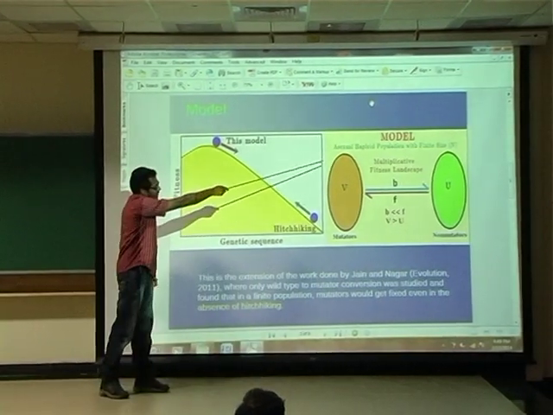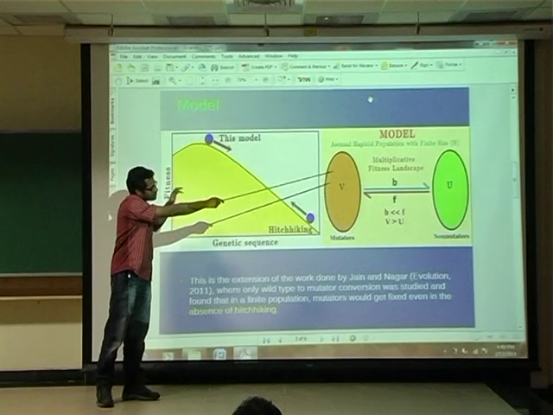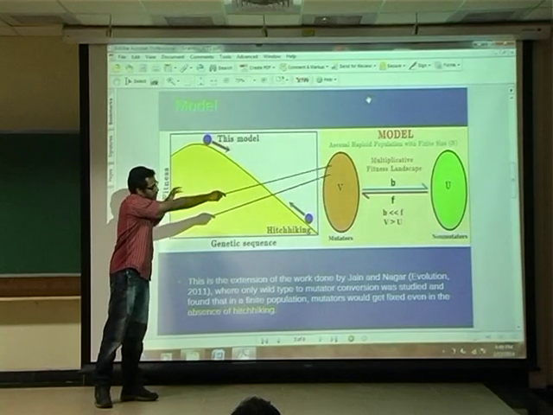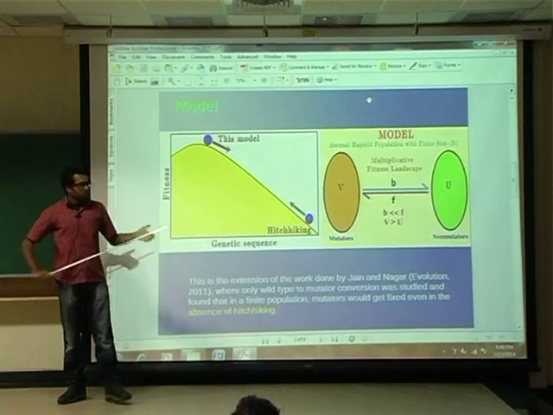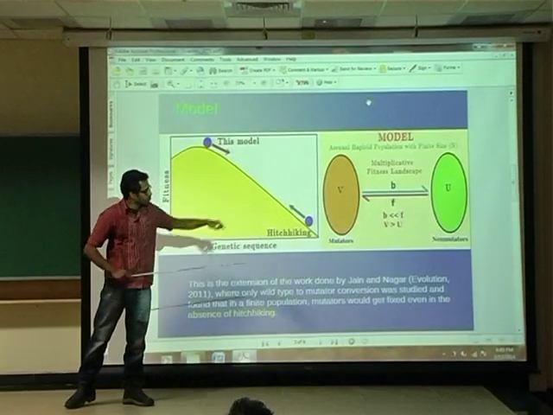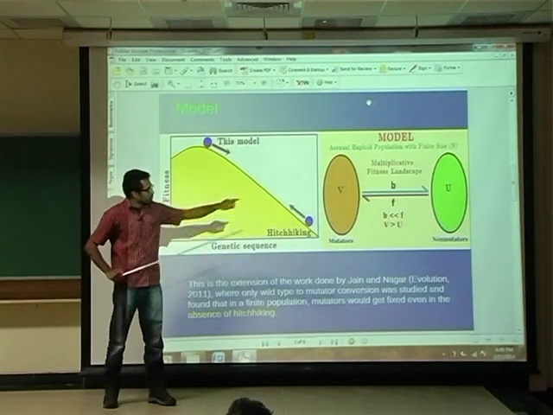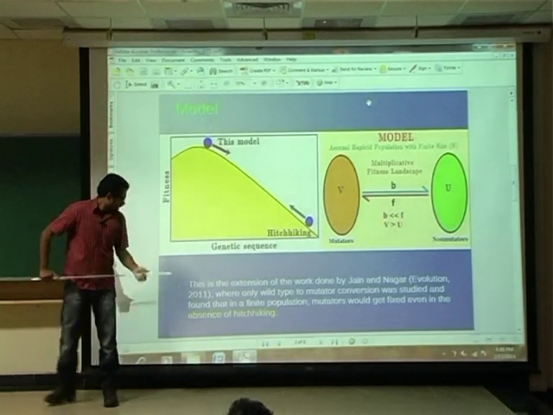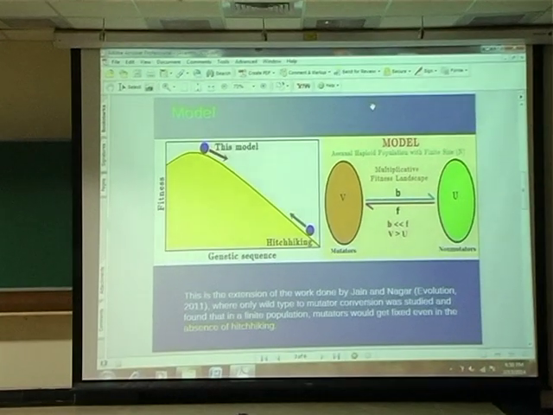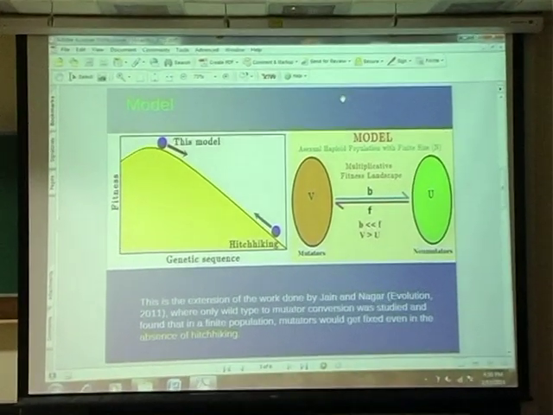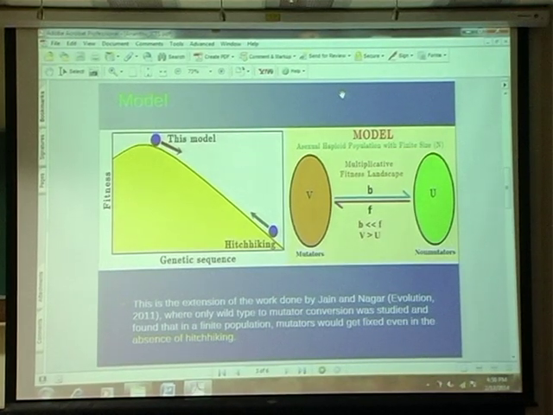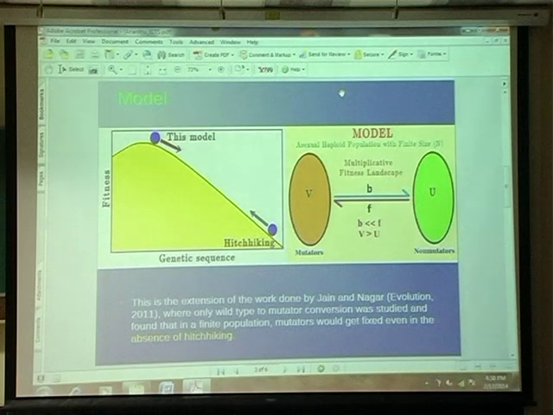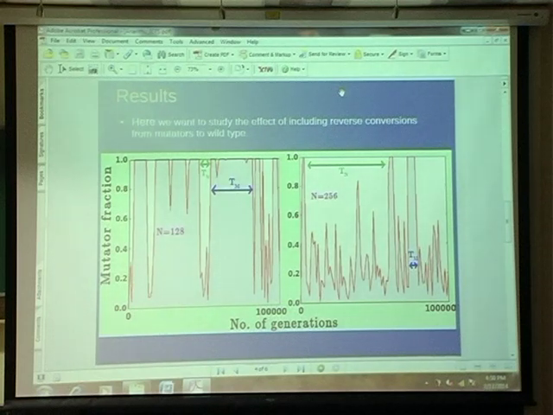In my model, I consider an asexual haploid population, and the population size is constant. It's represented by n. It's a finite population. The fitness landscape is multiplicative. The mutation rate of the mutator is v, that of the wild type is u, and v is always greater than u. The conversion from wild type to mutator is always greater than that of the reverse conversion. My work is an extension of work done by Kavita Jain and Apoorv Nagar. In that work, only wild type to mutator conversion was included, and they found that even in the absence of hitchhiking, mutators get fixed in a finite population. So I want to know the effect of including the reverse conversion from mutators to wild type.